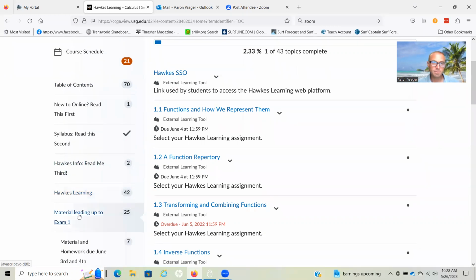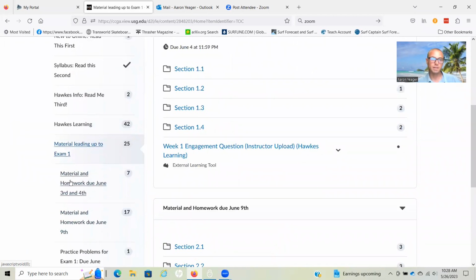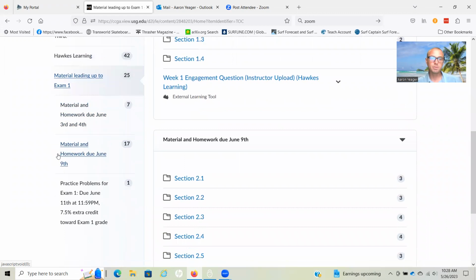Okay, and then here's a typical module of how things are going to look up to the exam. On average, about 2 weeks per exam. So this would be the material due on June 3rd and 4th, and that's a Saturday and a Sunday. On the Saturday it's just that engagement question, and then on the 4th the actual homework is due. Typically the homework's going to be due on Fridays.